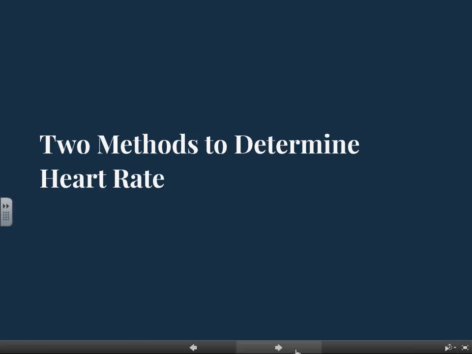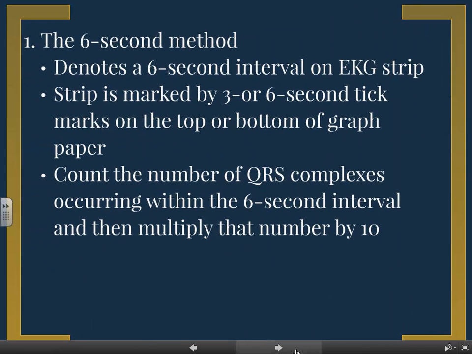Yeah, you've got your 6-second strip. You can look at your R to R, or you can just count R waves in a 6-second strip. All right. The 6-second method denotes a 6-second interval. We look at all of our strips in a 6-second interval. You know where they're marked. You count the number of QRS complexes, multiply by 10. That's going to be the quickest way.